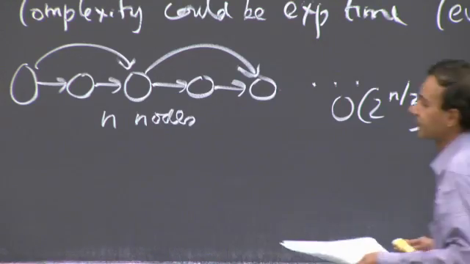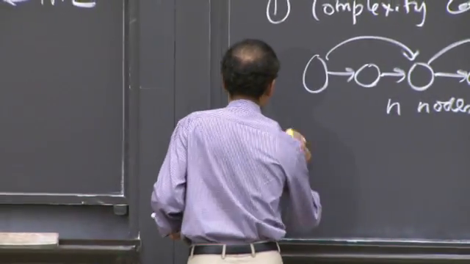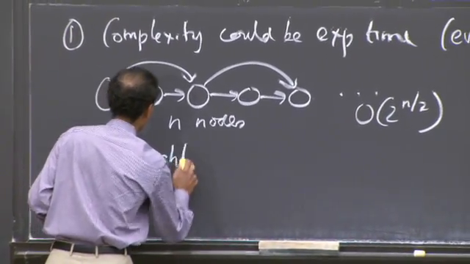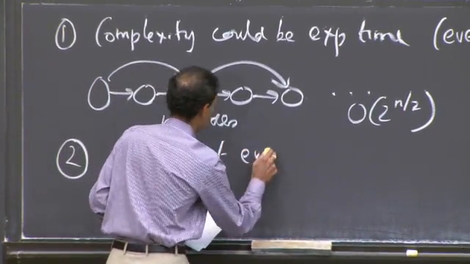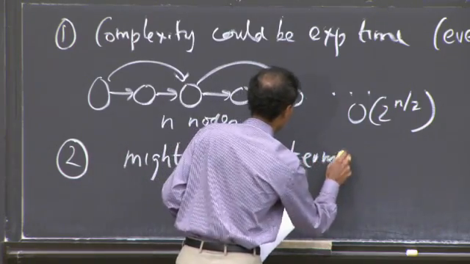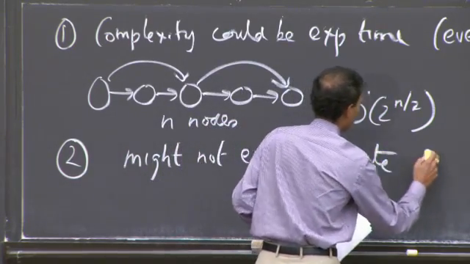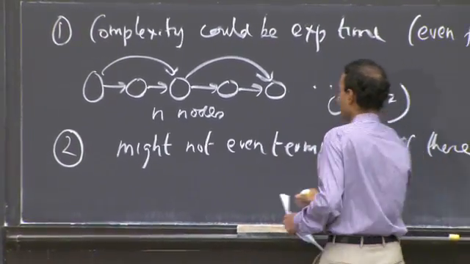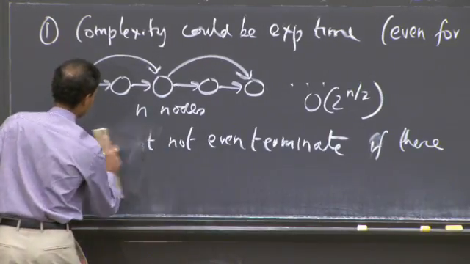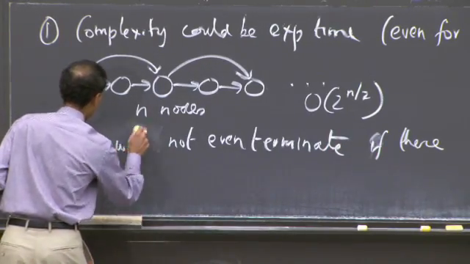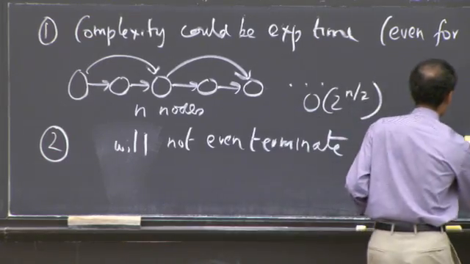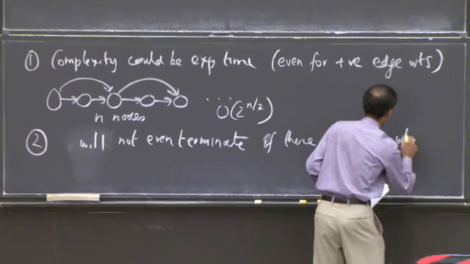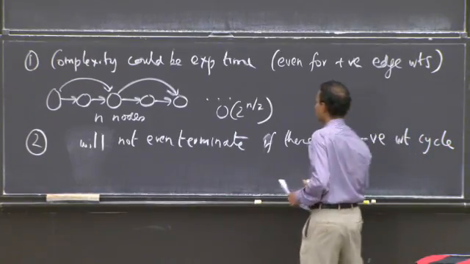The second problem, which is actually a more obvious problem, is that this algorithm might not even terminate. It will not terminate, the way it's written, if there's a negative weight cycle reachable from the source.